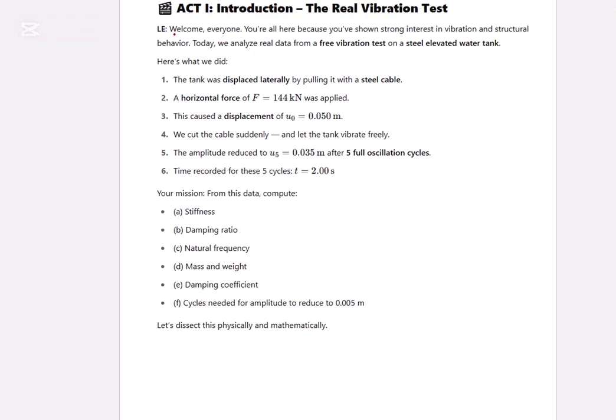So, welcome everyone. You are all here because you have shown strong interest in vibration structural behavior. Today we will analyze real data from the free vibration test on a steel elevated water tank.